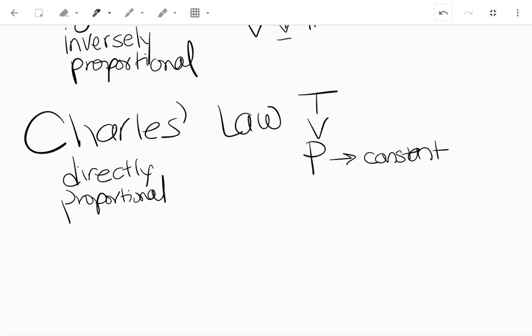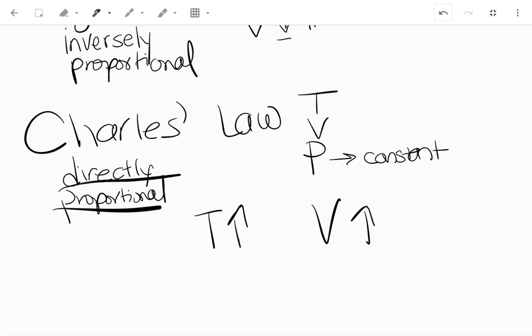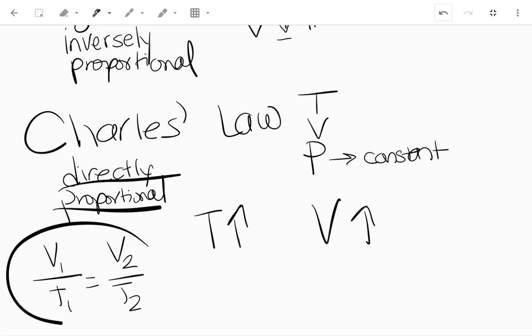In other words, as temperature increases, the amount of volume required to keep the gas at the same pressure must increase as well. So if one increases, the other one increases. Directly proportional. Charles's law is expressed by this equation. So it is V1 over T1 equals V2 over T2. That is the formula. Make sure to write it down in your notes.